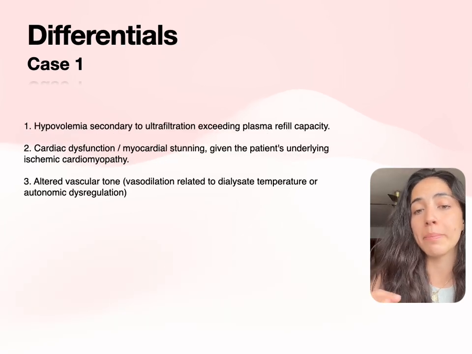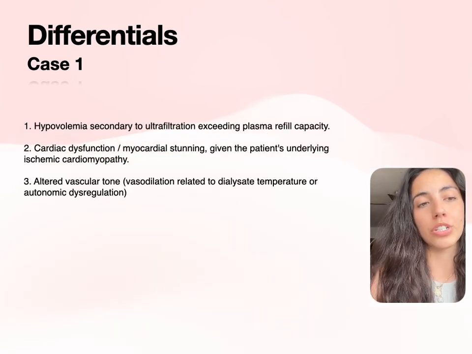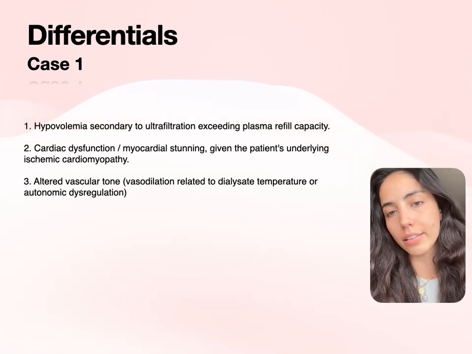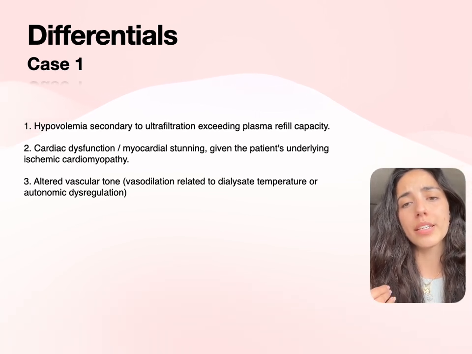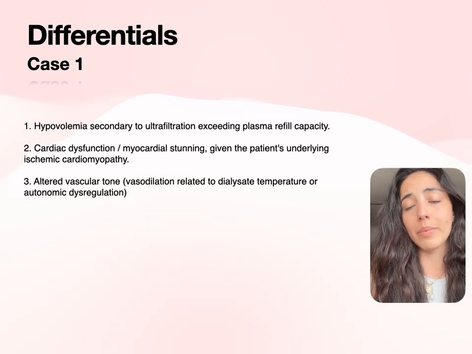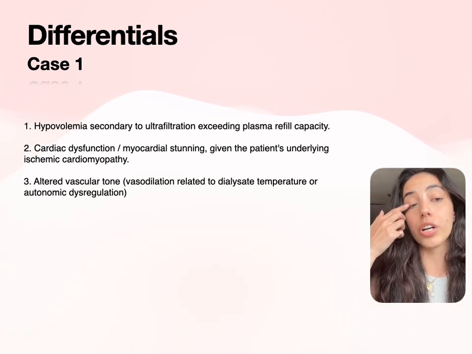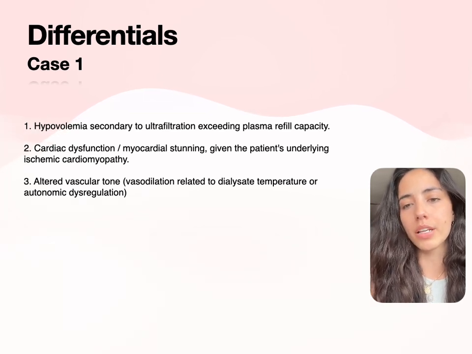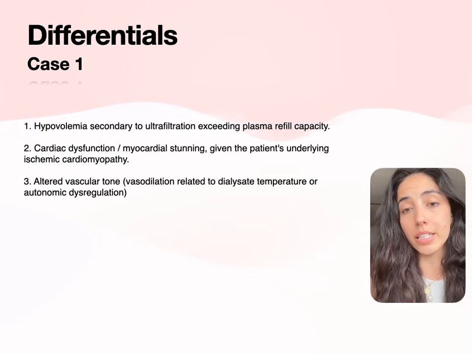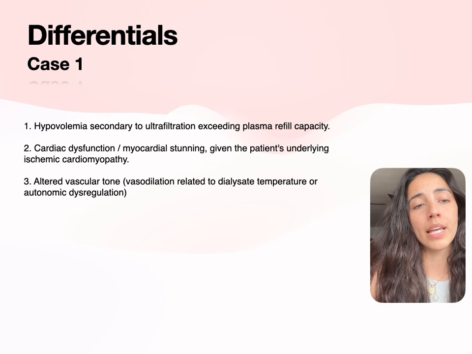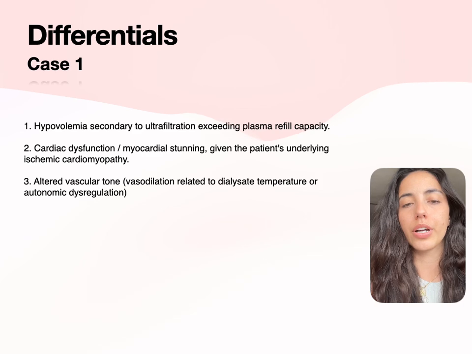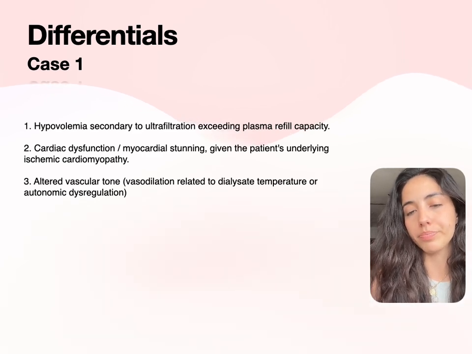We're going to think of 3 main differentials for this patient, such as hypovolemia, secondary to ultrafiltration exceeding the plasma refill capacity, which is the most likely given this context. We could also be suspicious of cardiac dysfunction, such as myocardial stunning, given that the patient does have underlying ischemic cardiopathy, and we are not sure if it may have worsened because of this sudden change in volume that occurs in dialysis, and it needs to be adequately discarded. As well as, finally, altered vascular tone, which could be related to the dialysate temperature or autonomic dysregulation.